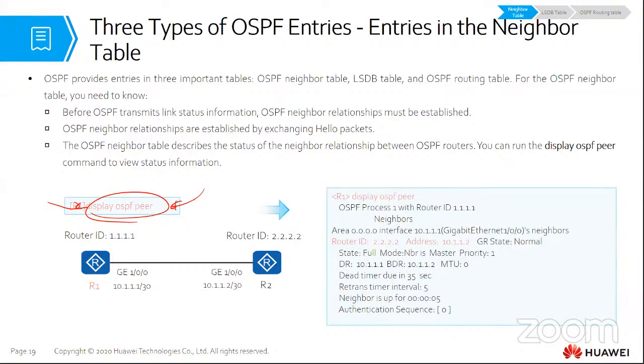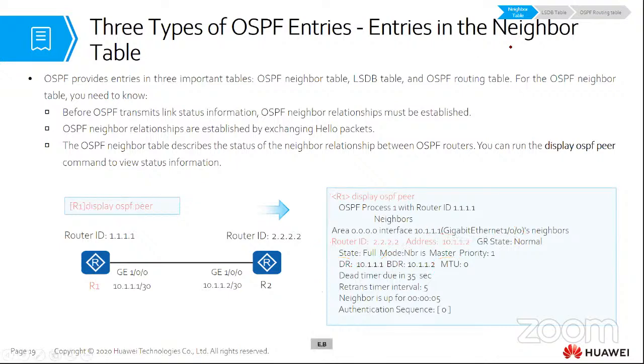So when you have two routers and they form an OSPF relationship, you can use the command display OSPF peer to see the neighbor table. And as you can see in this illustration, we have such information. It will tell you the router ID, the address, the interface to which that neighbor is connected, who is the designated router, what's the maximum transmission unit, and other information.